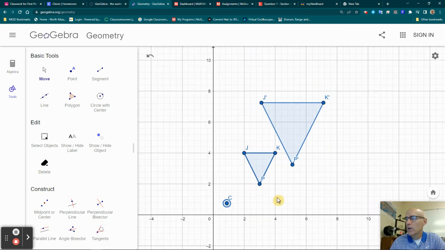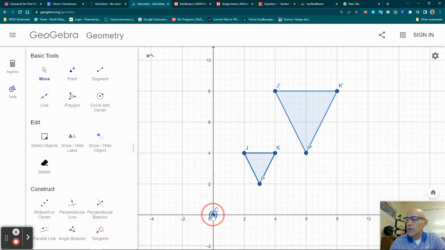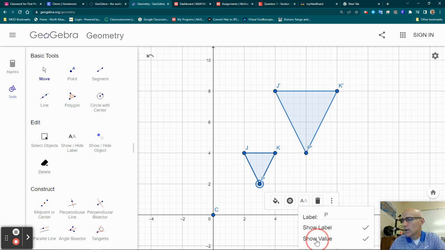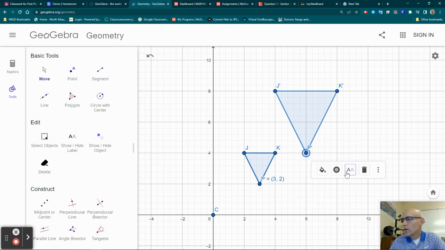Move point C around, and let's just investigate this for a second, okay? So let me zoom out. If I move C to the origin, hopefully it doesn't get stuck on the origin. I don't think it will. But I'm going over 3 and I'm going up 2 to get to P. Notice to get to P prime, I'm going over 6 and I'm going up 4. So the amount that I went over and up on each one, let's just label it so we can see that, show the value. And then I go over here and I show the value here. You can see that 3 times 2 is 6, 2 times 2 is 4.